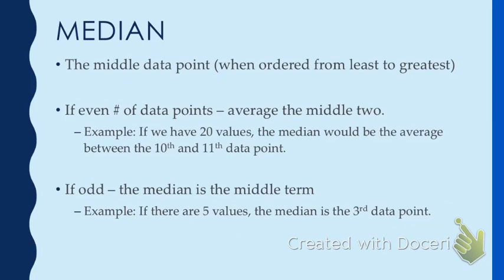So the next measure of center is the median, which is the middle point when you order it from least to greatest. So make sure you order it first. If you have an even number of data points, then you're going to average the middle two. So if you had 20 data points, you would take the average between the 10th and the 11th one. But if you have an odd number of data points, it's just the middle term. So if there's 5 data points, you would take the third one as your median.